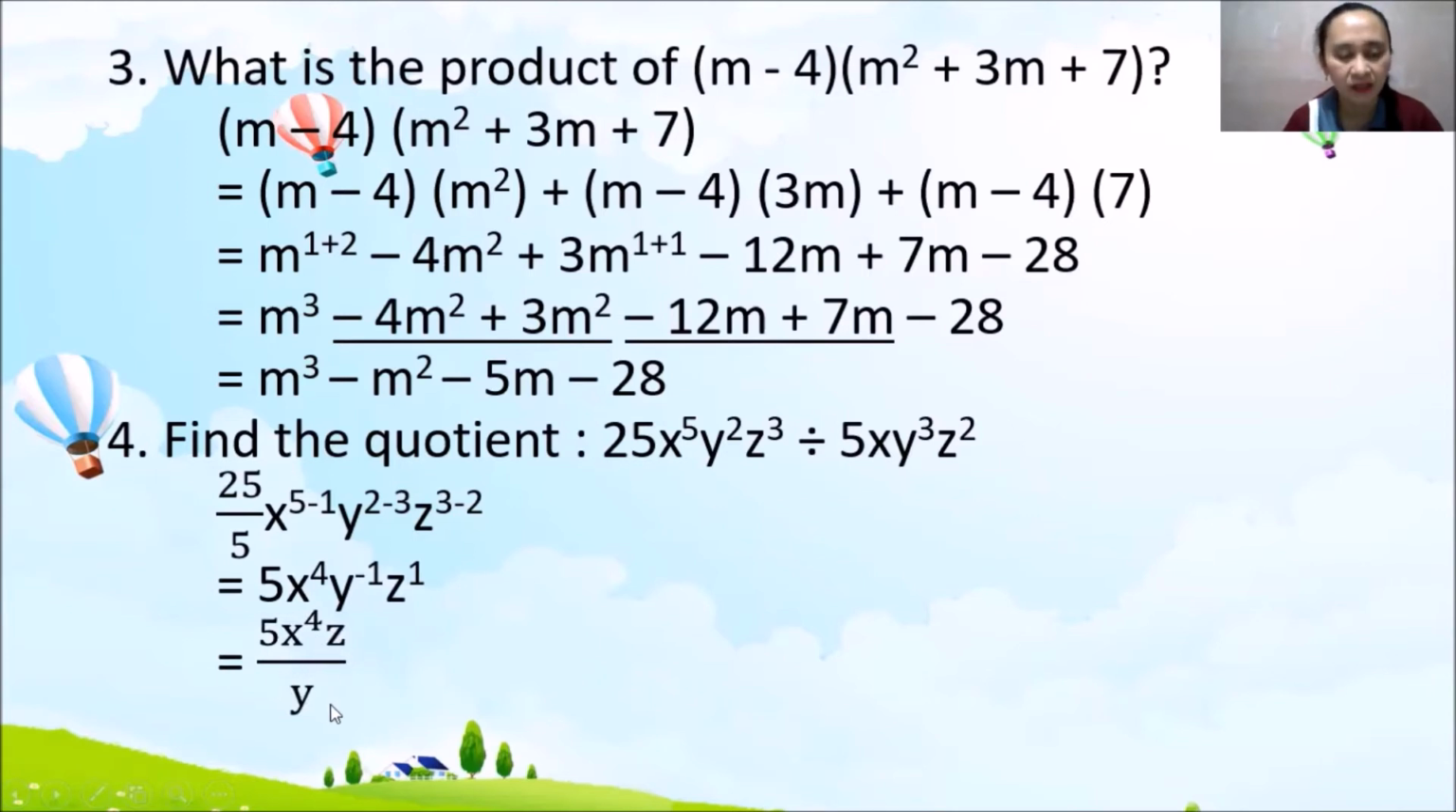Dahil ibinaba natin si y dahil ang exponent ng y ay negative. To make it positive, so ang reciprocal ng y is 1 over y. Therefore, y ay nasa denominator. I hope maliwanag at naunawaan po ang application ng laws of exponent.